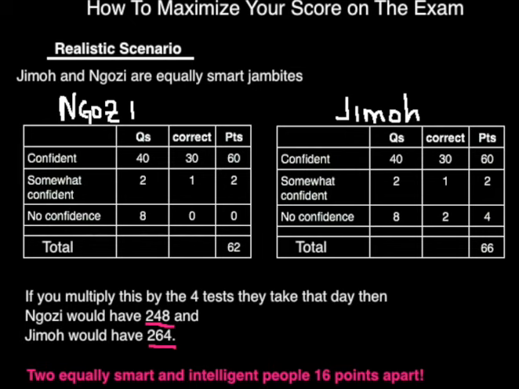But let's think about what happens if they repeat the same behavior for the 4 tests that they have to take that day. Now, Ngozi has a score of 248 and Jimo has a score of 264. And again, these are 2 people who are equally intelligent, but one of them is scoring 16 points more than the other. And that is a significant difference that could actually affect their admissions. So the moral of the story is that you should apply these techniques on any exam that you take because every point counts.